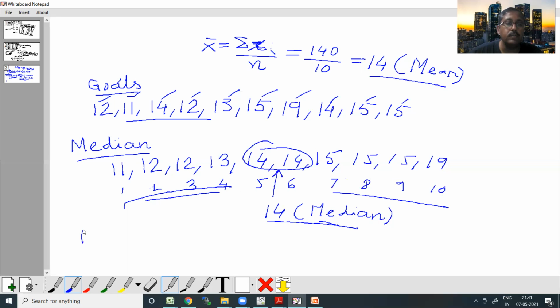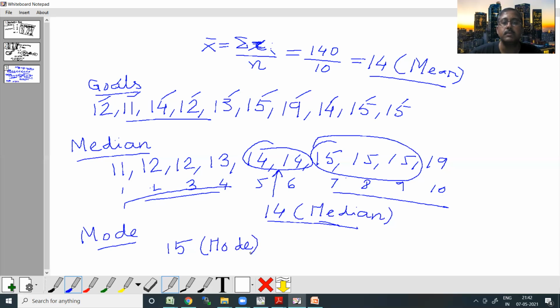The third one, which we often work out, is the mode. What is the mode? Mode, in very layman's terms, if you put the different observations together, is the observation which has the highest number of occurrences or the highest frequency. So here 15 has the highest number of occurrences, or the highest frequency. So we can say that the mode of this distribution is 15, right?